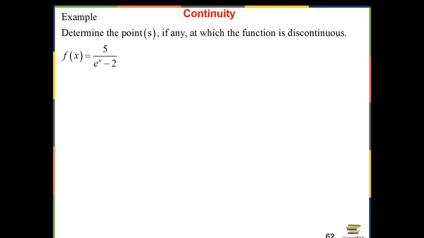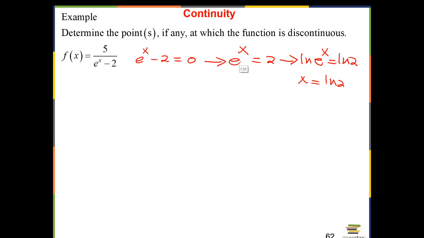Determine the points, if any, at which the function is discontinuous. The only point where the function could be discontinuous is where the denominator is 0. So we take e to x minus 2 and set it equal to 0. Then e to x has to be 2. Then we can take ln of both sides, so ln e to x equals ln 2. So x equals ln 2. The only x value that you cannot substitute here is ln 2, because if you substitute ln 2 for x, you get e to ln 2 minus 2, and e to ln 2 is 2. 2 minus 2 is 0.